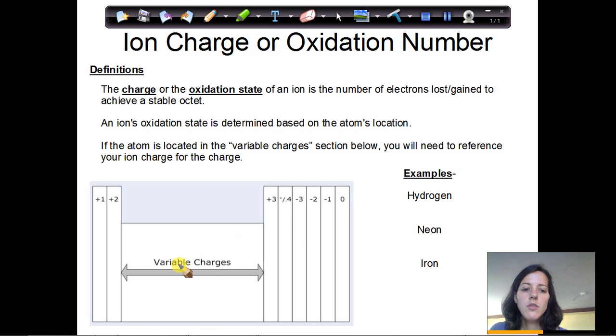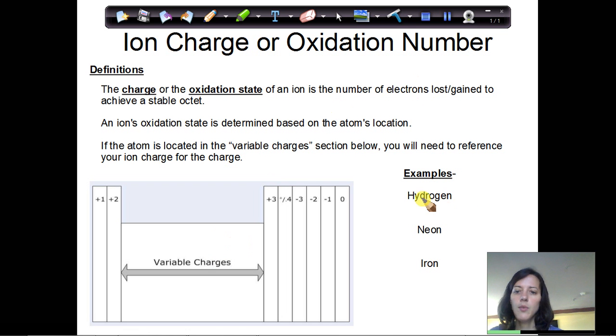Down here you see variable charges. So if your atom or your ion falls in this portion of the periodic table, that is something you need to look up their oxidation state on the periodic table.